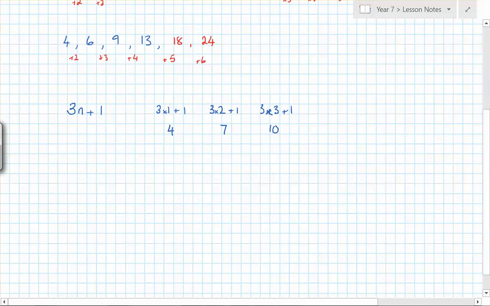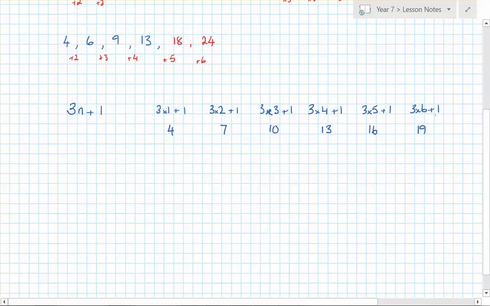It's 3 times 3, not 3 plus 3. 3 times 4 plus 1, which is 13. 3 times 5 plus 1 is 16. 3 times 6 plus 1. Yeah, there is a pattern. So that is the way to find the terms, so that's no problem.